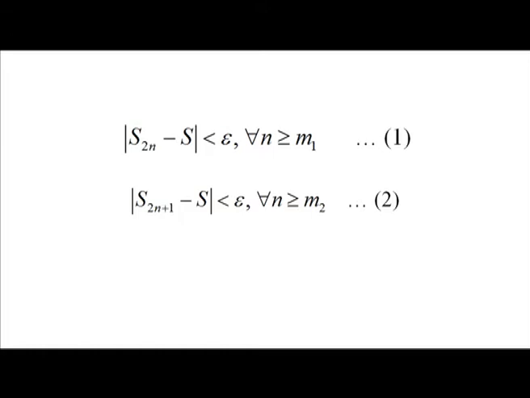Thus, from equations 1 and 2, we have absolute value of Sn minus S less than epsilon for all n greater than or equal to maximum of 2m1, 2m2 plus 1. This implies the sequence Sn converges to S, which implies the series summation negative 1 power n minus 1 un converges.